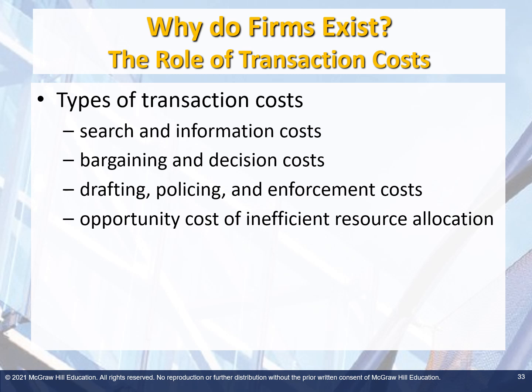Firms exist to minimize transaction costs, which include search and information costs, bargaining, decision costs, drafting, policing, and enforcement costs, and the opportunity cost of inefficient resource allocation. Optimal economic organization minimizes these transaction costs. Think of Amazon. By centralizing operations and reducing transaction costs, Amazon can efficiently manage inventory, negotiate with suppliers, and deliver products to consumers. This efficiency is a key reason for the existence and success of firms.